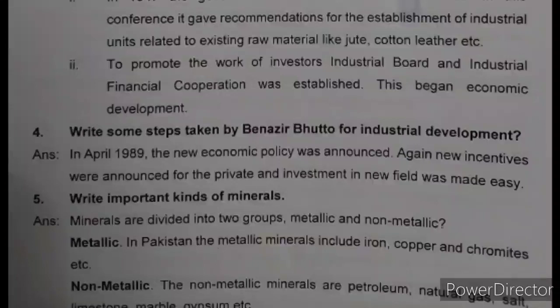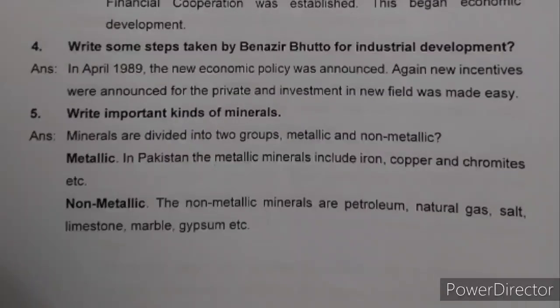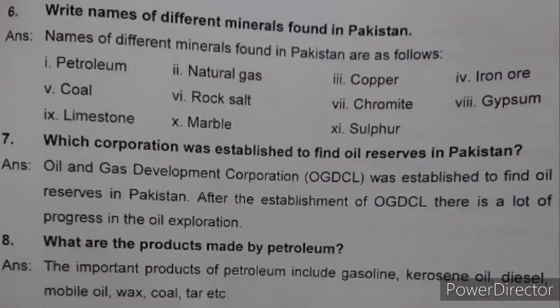Write important kinds of minerals. Minerals are divided into 2 groups: the metallic minerals and the non-metallic minerals. The important minerals are, the metallic minerals are iron, copper, and chromite, and non-metallic minerals are gas, salt, limestone, marble, and gypsum.